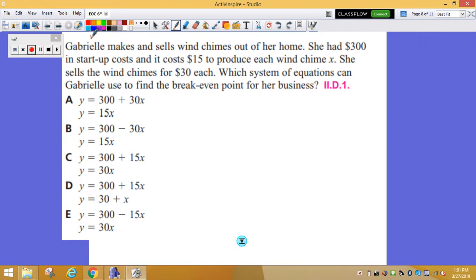So let's figure out what she's spending right now. She spent $300 for startup costs, and so we're going to add $15 for each wind chime. That's what she's spending. So it could be A. We're not looking at B because that's a minus. It could be C. It could be D. It's not going to be E. Okay, and then my other equation, she makes $30 for each one. So I'm going to put $30 for each one. So that answer is going to be C. C is the one that's going to work.